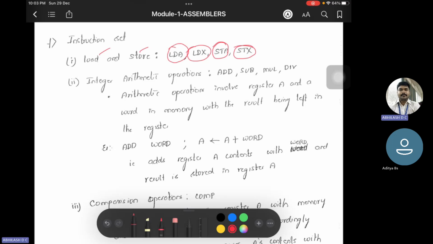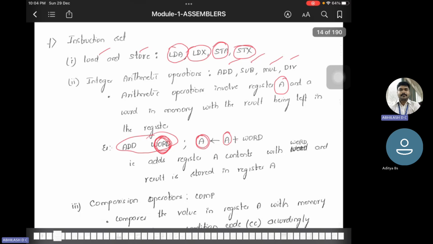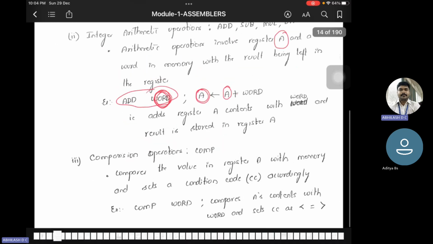Okay, so integer arithmetic operations. I told you the arithmetic operations are add, sub, multiplication, and division. An arithmetic operation involves two operands: the register A and a word in memory, and the result is left in the register. For example, ADD word adds the accumulator register and that particular memory location, and the result is loaded into the accumulator, right? So that's the instruction example.